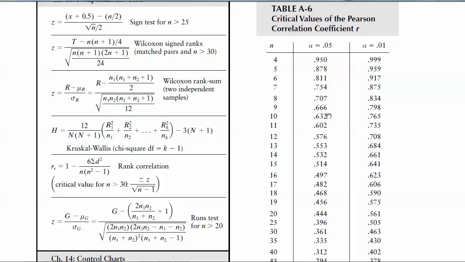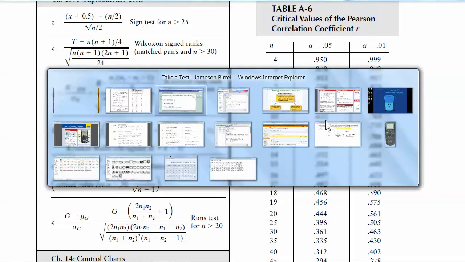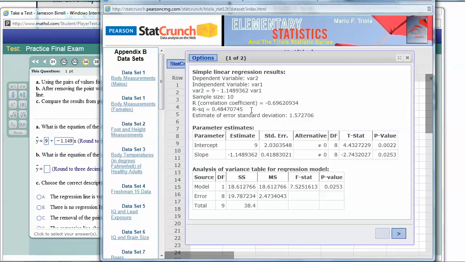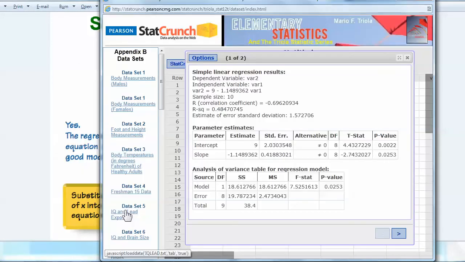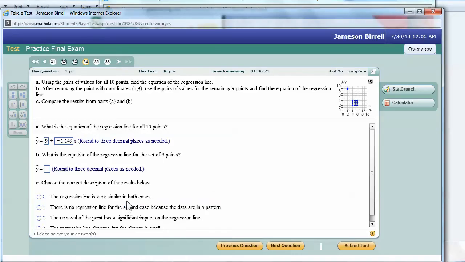Well, I guess I'll just assume that I'm using a 5% significance because I know that they're planning on us progressing through this. So if I use 5%, then I have to beat 0.632. And we've got 0.696. So it does. And then the last one is that I'm not predicting much beyond the values, and then I can use this. All right, so that's my justification for filling in the line.